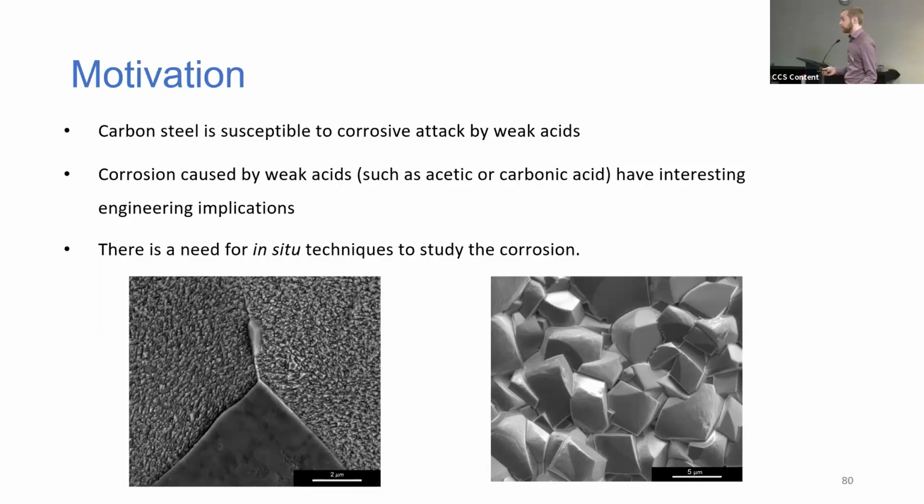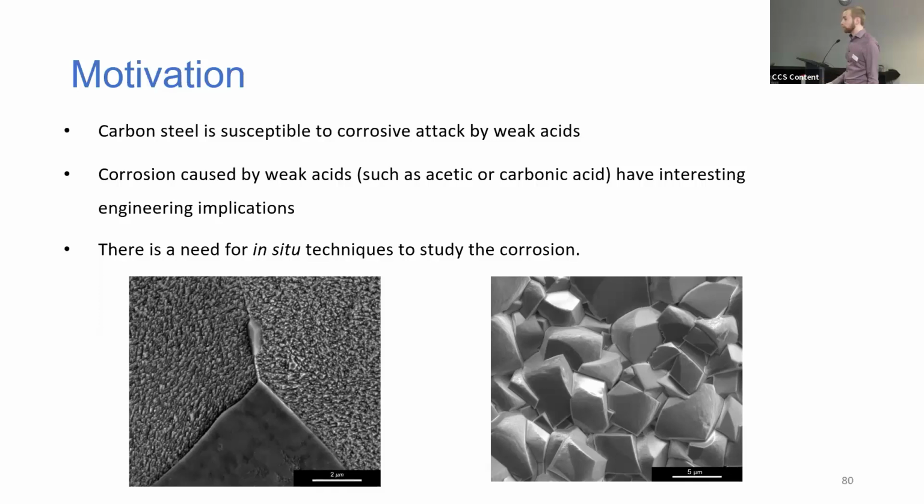Alternatively, in some cases, it can actually help to protect the steel from further corrosion by forming a corrosion scale or a protective layer on top. So in these images at the bottom of the slide, the image on the right is a piece of carbon steel which has been polished to 1 micron, which has suffered corrosive attack by acetic acid. The other image, these are both SEM images, is of an iron carbonate scale which is formed on a piece of high purity iron that's been exposed to carbonic acid.